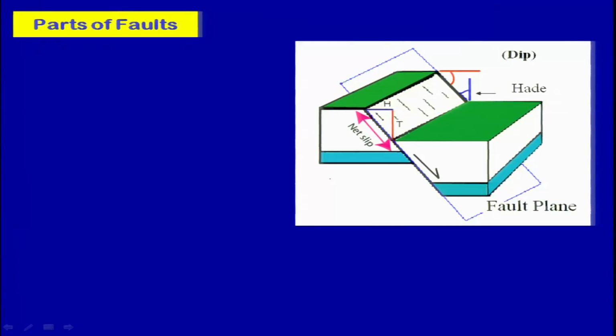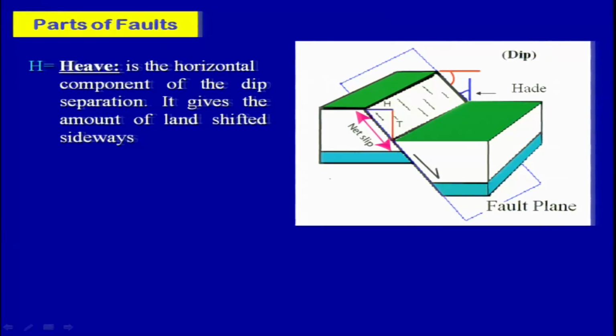Now this is again important, but the parts of the fault which are listed here can be obtained only if you are able to see the section, okay. Otherwise it will be difficult using satellite data interpretation. At least you will be able to see the fault scarp here, okay. So this portion is your fault scarp. Now this is the case of the normal fault.